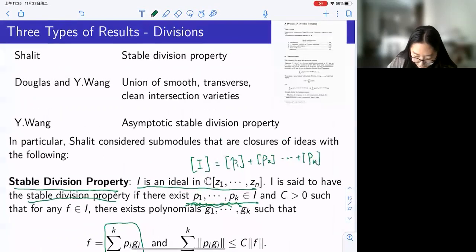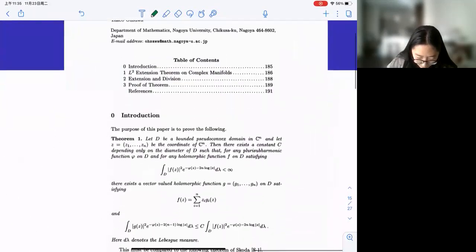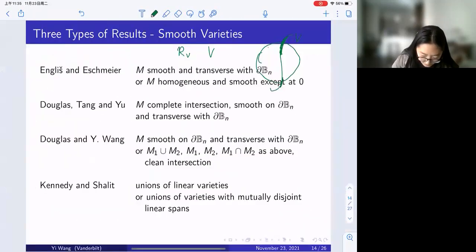And I also want to mention the connection with several complex variables. So let me move to the previous slide. If you look at the proofs of these results, they are proved in very different ways. One very important thing is the so-called extension theorem, which appears in this and this. Basically, it says I want an extension from holomorphic functions on the variety to holomorphic functions on the unit ball with some norm estimate. And once we have this, one almost has the result.